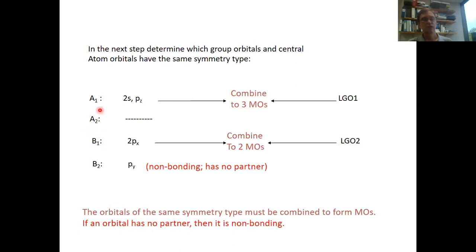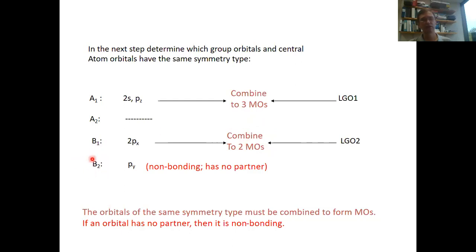So now for the symmetry type A2, we realize that there's no central atom orbital, nor is there a ligand group orbital of that symmetry type. So certainly we will not form any molecular orbital of that symmetry type. Now for the B1 symmetry type, we determined that the 2px orbital has that symmetry type, and our second ligand group orbital has that symmetry type. So that means that we can combine these two to form molecular orbitals. Overall, we will find 2 molecular orbitals of that symmetry type.